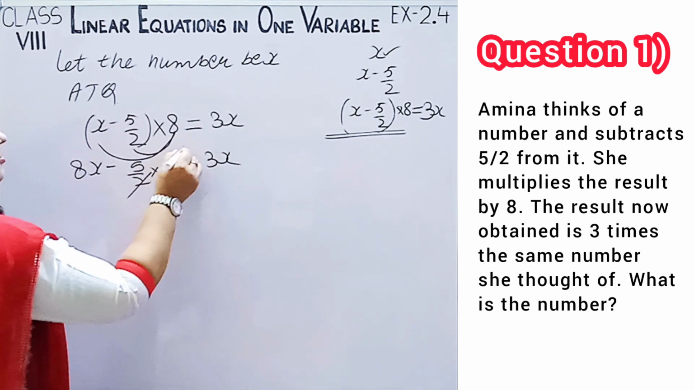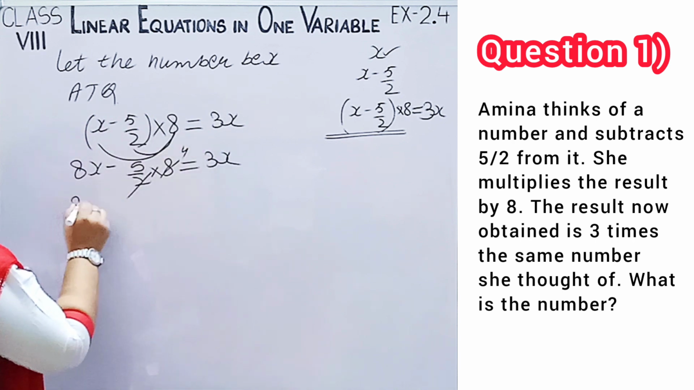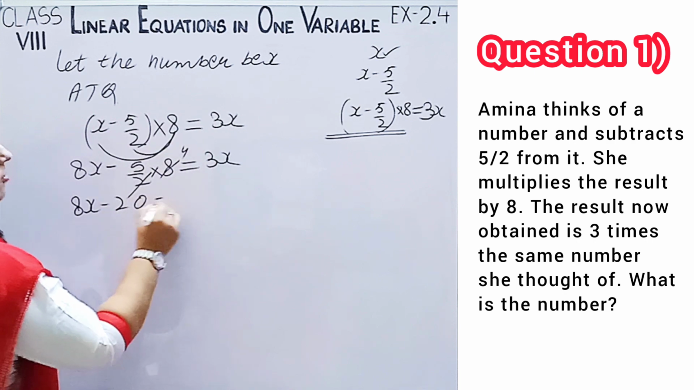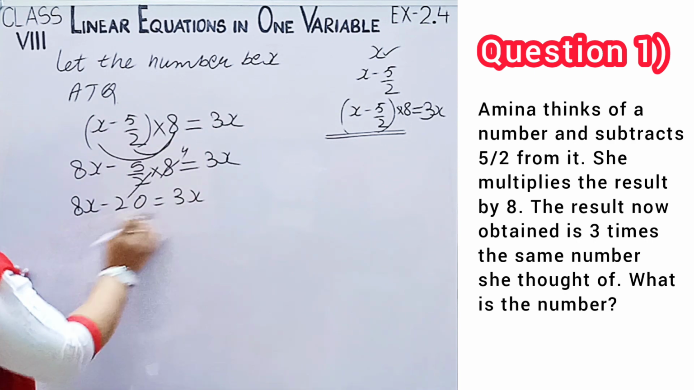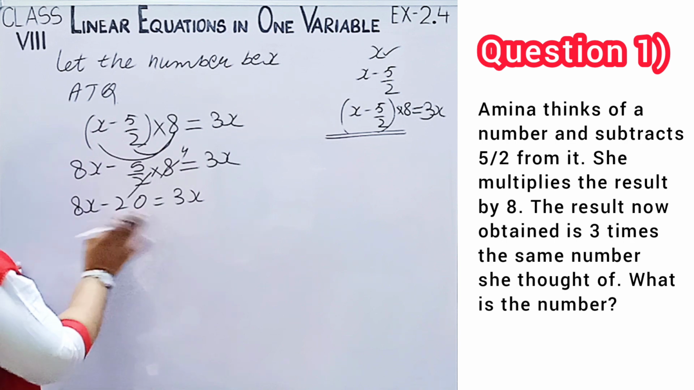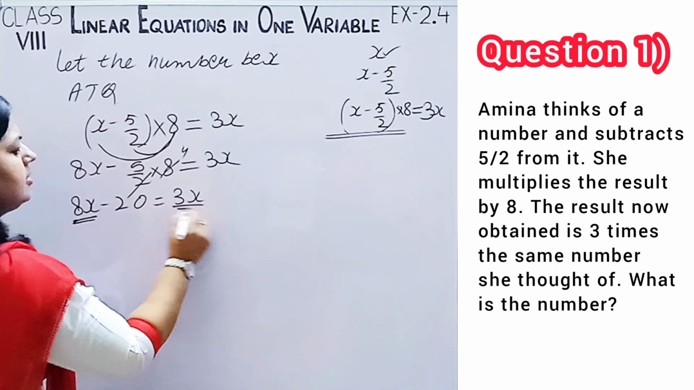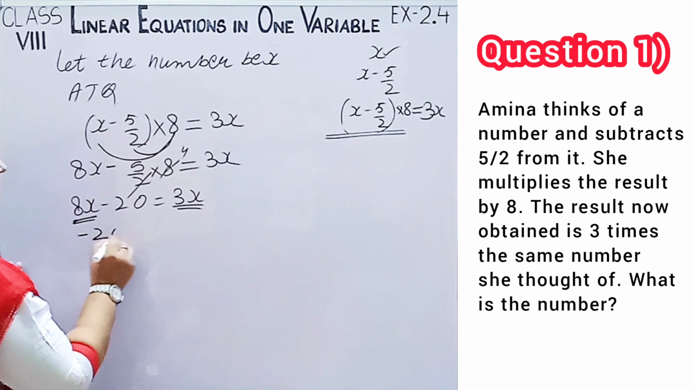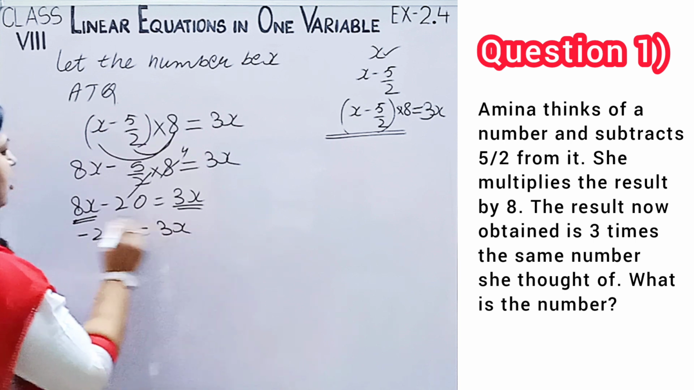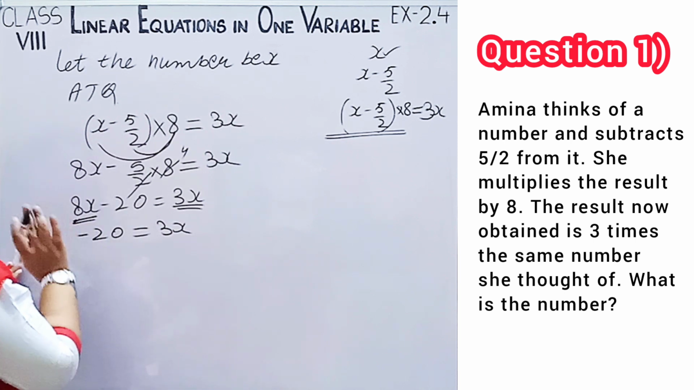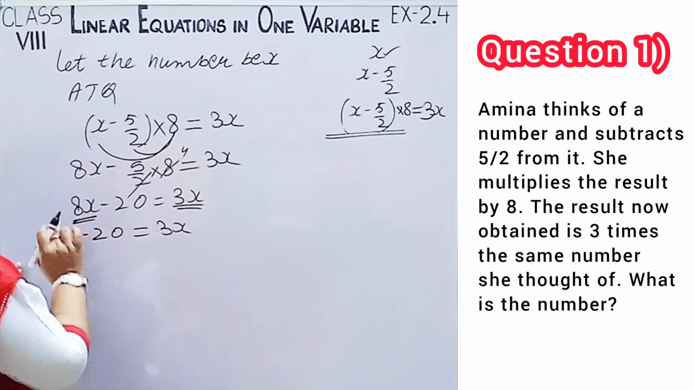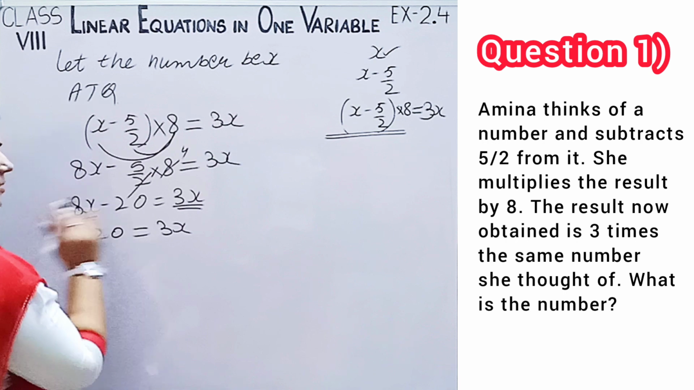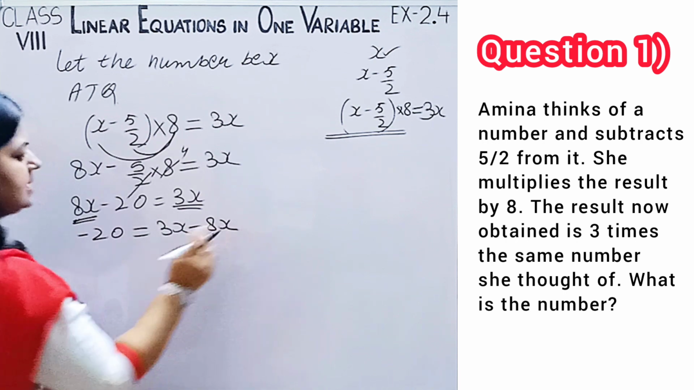Now cancel out. We get 4 here. So 8x minus 5 4s are 20. We have already learnt how to solve the equation. So now we are separating variable part from constant part. So minus 20 is equal to 3x. Now 8x we are transposing from left to right, and here it is with plus sign, then it will change the sign, here it will become minus 8x.